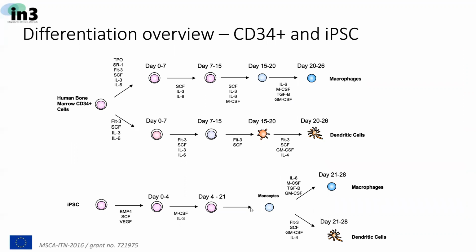iPSC were first differentiated to monocytes using a protocol developed by the group of Sally Cowley and adapted at KU Leuven, where I did my secondment with Freya. And these monocytes were further differentiated to macrophages and dendritic cells using the same media as for the CD34 primary cells.